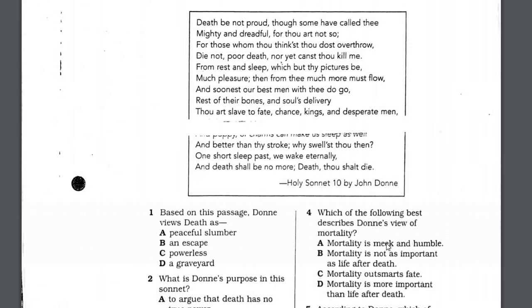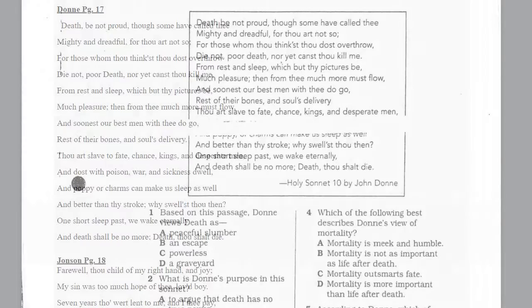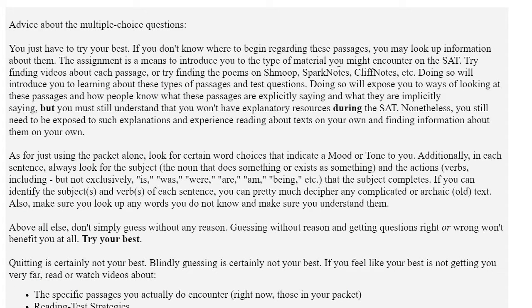So if you see in one of your assignments that you have to read Holy Sonnet 10 and you don't understand it and you're stuck at home without any of your teachers and without very much help, then perhaps you need to, on your own, advocate for you and your success and look for resources that help you.